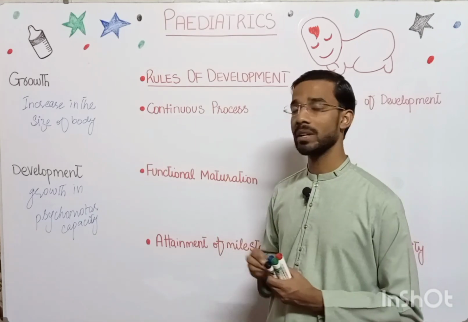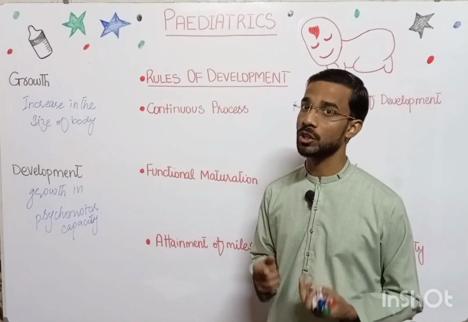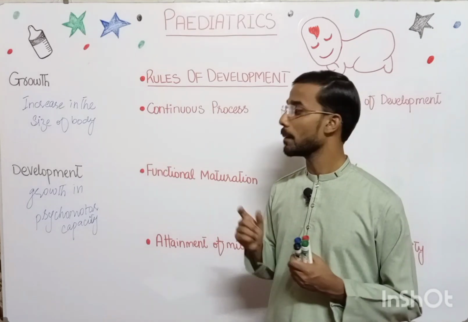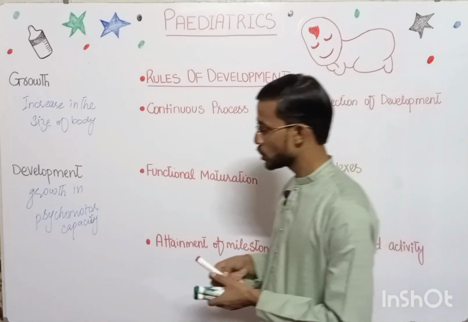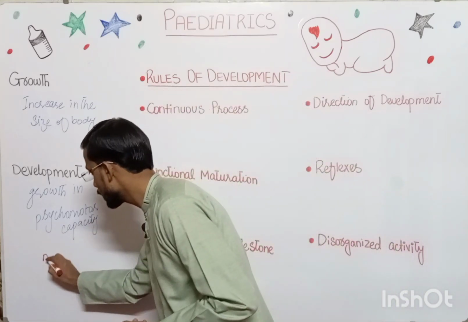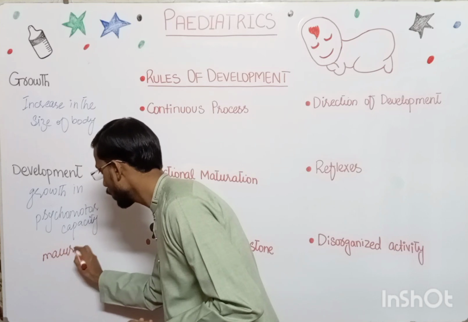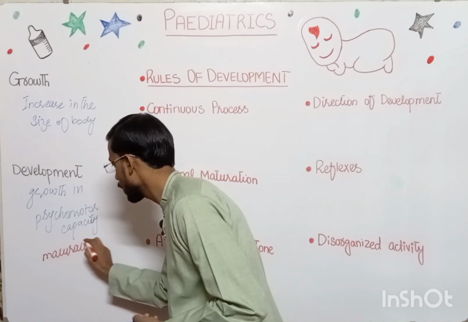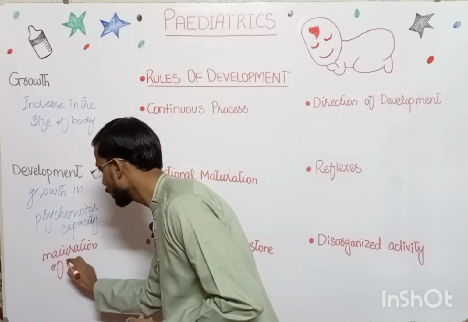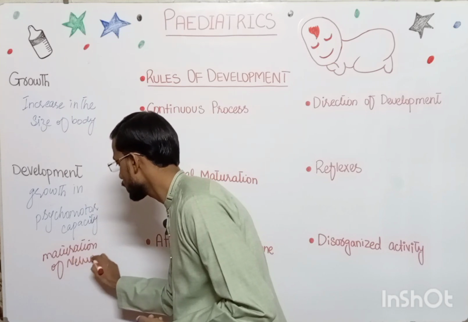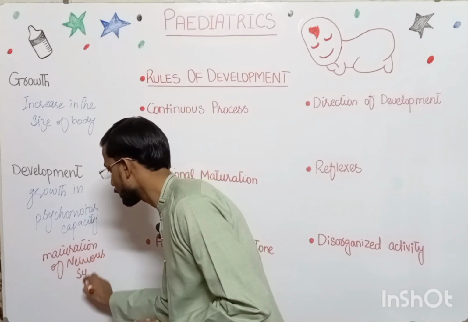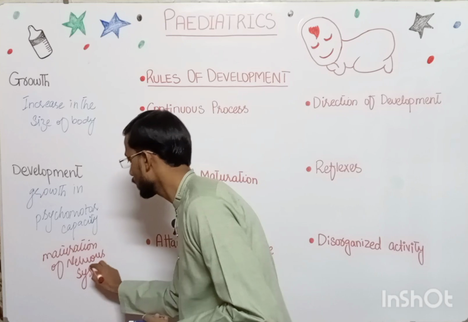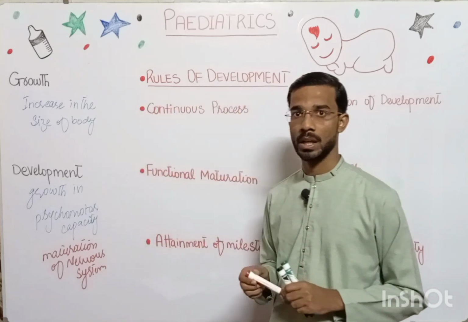The milestone in the development is basically the maturation of the nervous system. So most important is the maturation of nervous system. So this is very much important.